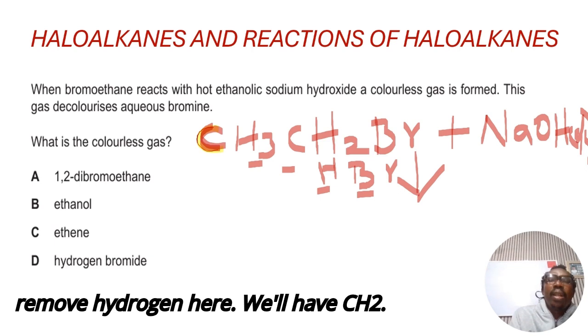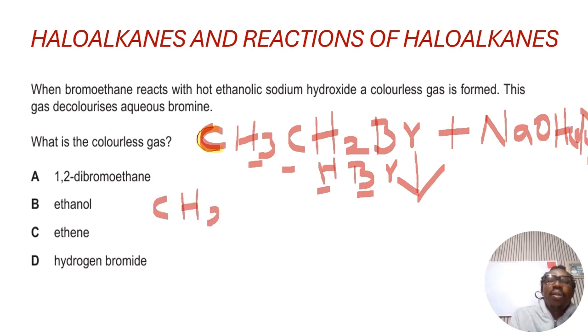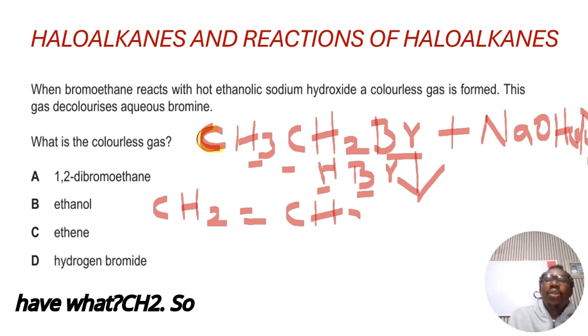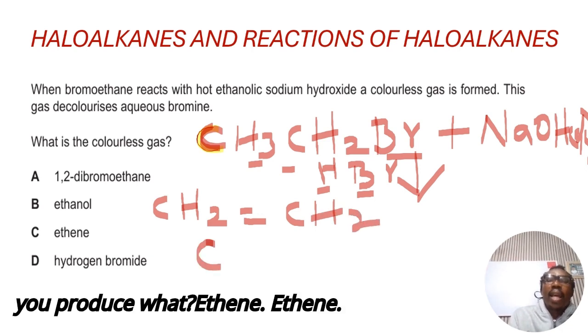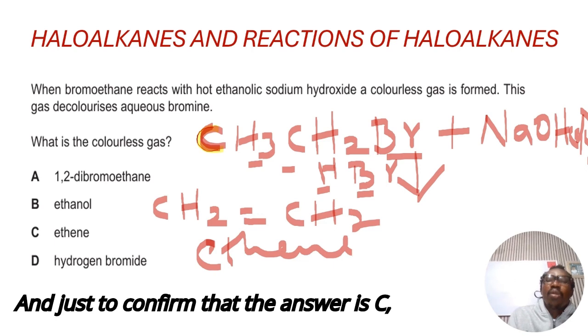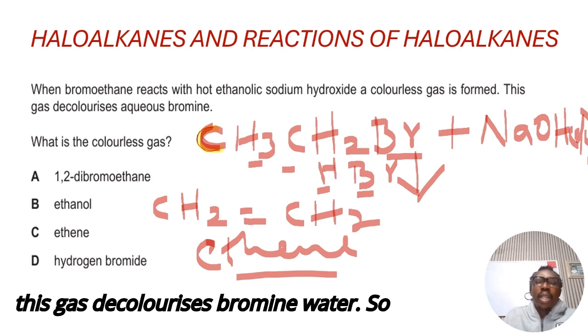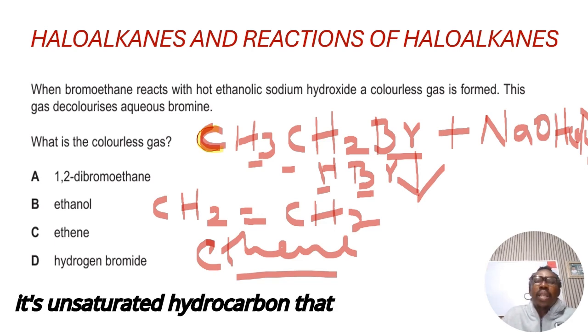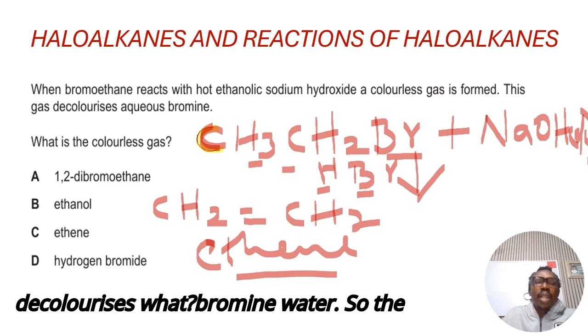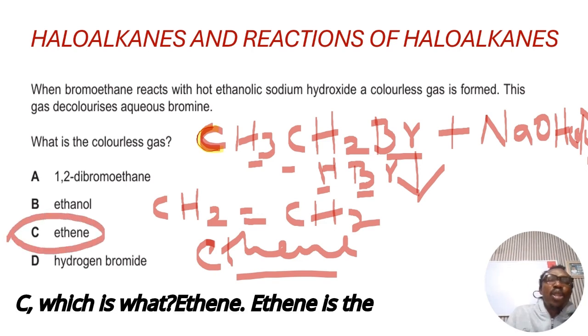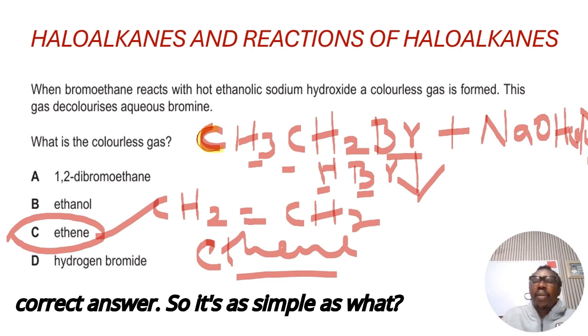So remove hydrogen here, we'll have CH2, double bond, you remove bromine here, you have CH2. So you produce what? Ethene. And just to confirm that the gas is ethene, it was stated that this gas decolorizes bromine water. So it's an unsaturated hydrocarbon that decolorizes what? Bromine water. So the correct answer to this question is what? C, which is ethene. Ethene is the correct answer.